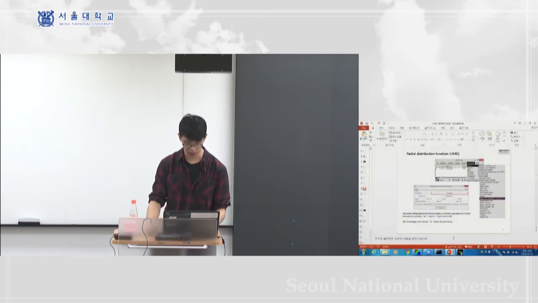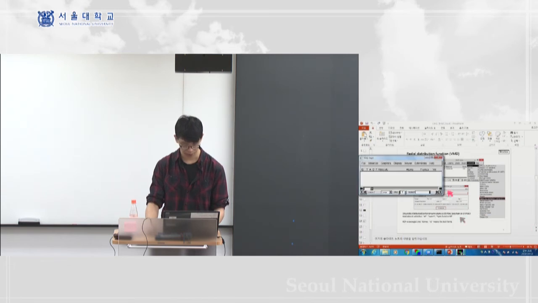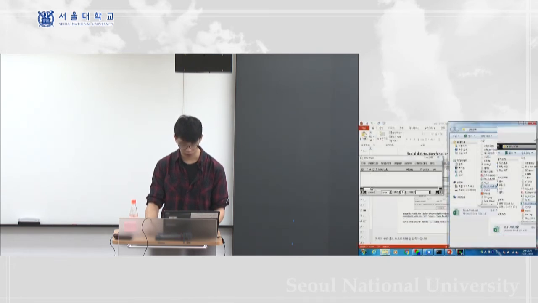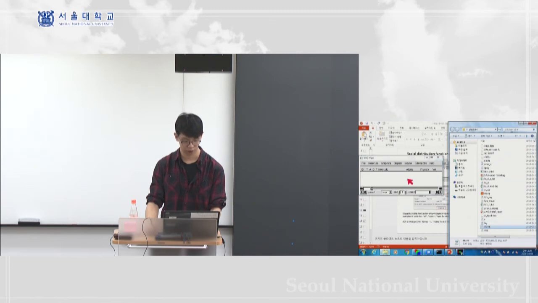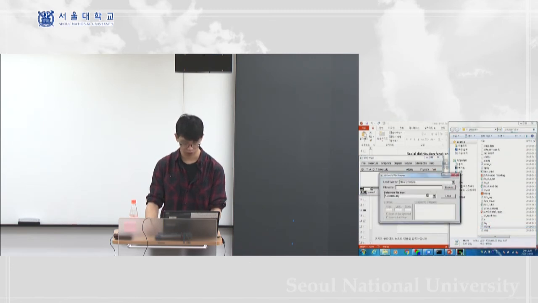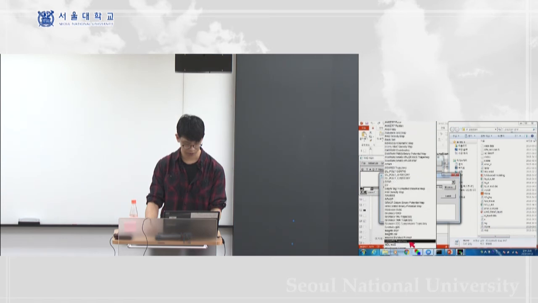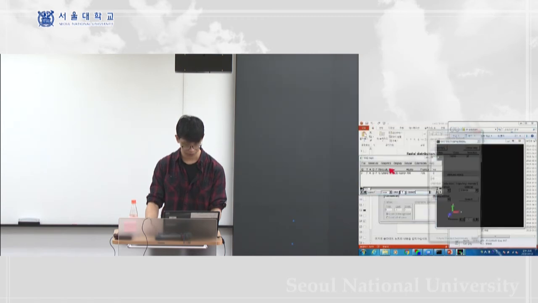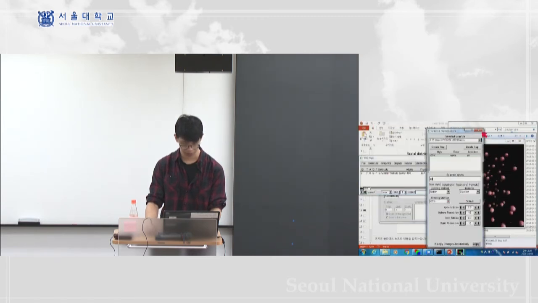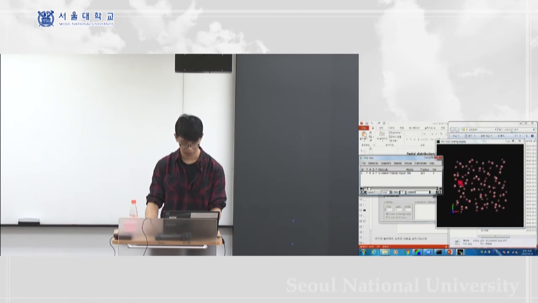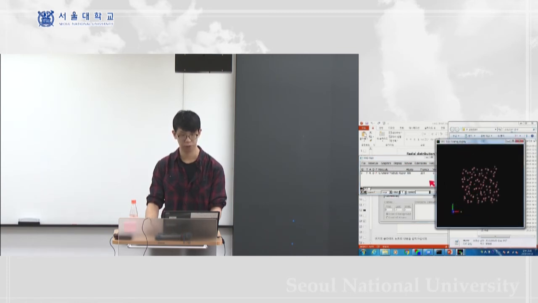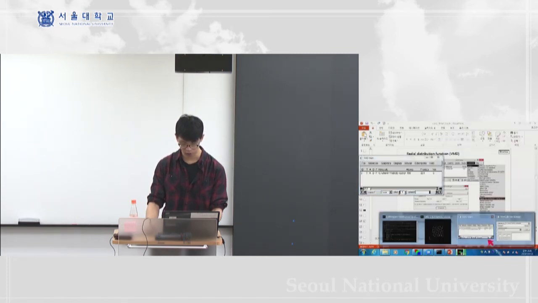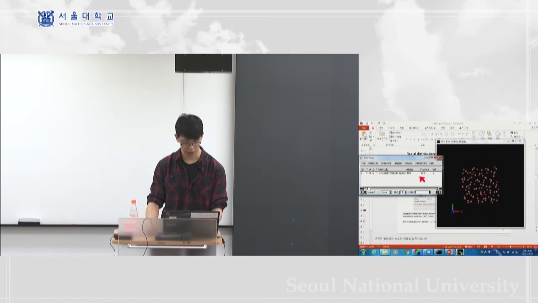Next, we are gonna do the RDF with VMD. So there's gonna be a movie file here. If you bring it to VMD, it's the same movie file from the PPT. But what we are going to do here is to draw the RDF graph with VMD.